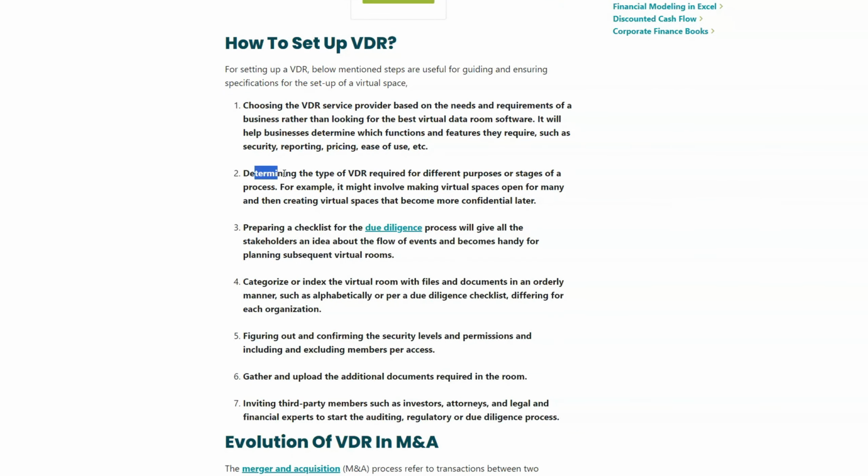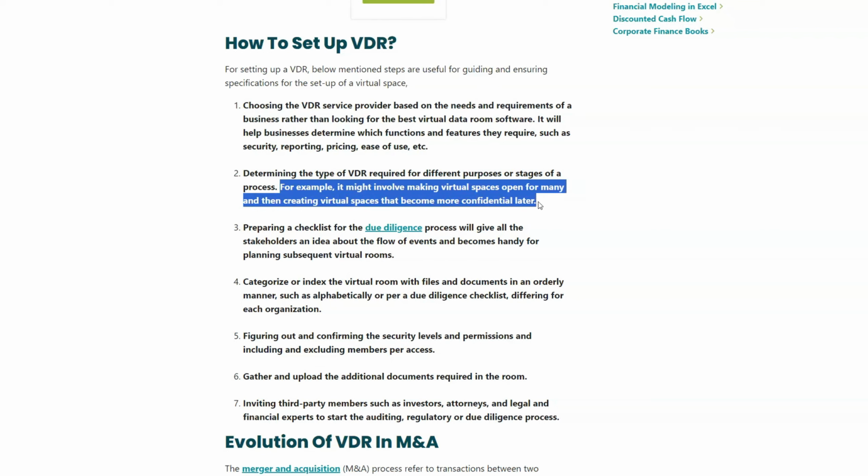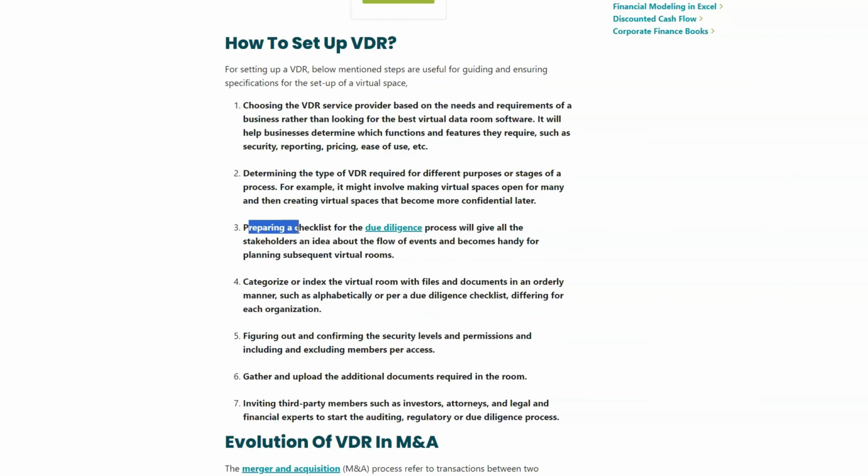Number two, determine the type of VDR required for different purposes or stages of a process. For example, it might involve making a virtual space open for many and then creating a virtual space that becomes more confidential later. Number three, preparing a checklist for the due diligence process will give all the stakeholders an idea about the flow of events and becomes handy for plugging into the subsequent virtual data room.